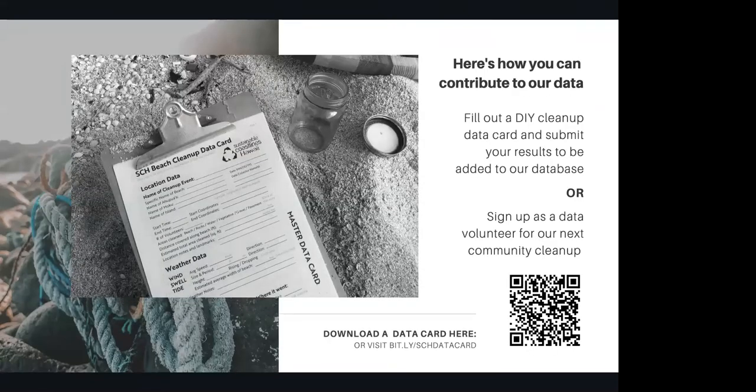So the way that you all can contribute to this is by helping us at one of our big cleanups by signing up as a data volunteer. Or if you're going to do your own cleanup, we have DIY cleanup data cards, which is do-it-yourself cleanups. And you submit your results to be added to our database once you fill them out. So you can download a data card by scanning the QR code on this slide or visiting the website link bit.ly/SCH data card. That'll take you to a Google Drive PDF where you can download the data card and fill it out at your cleanup.